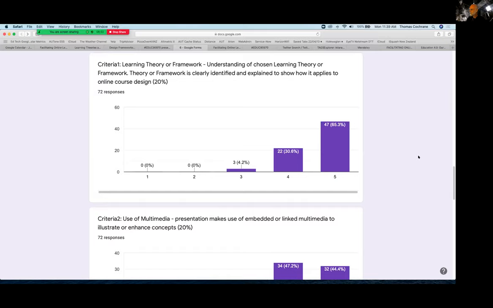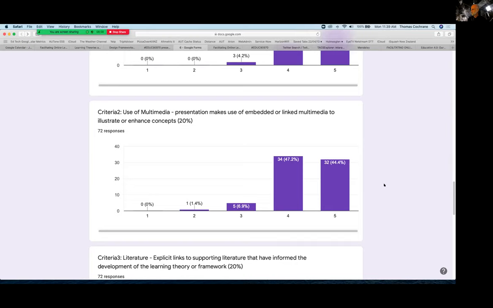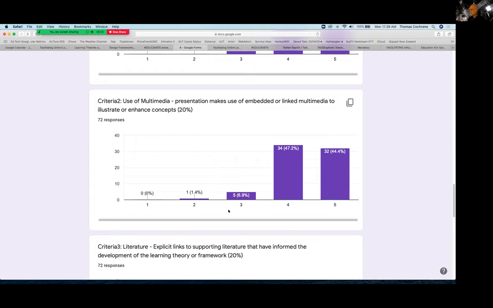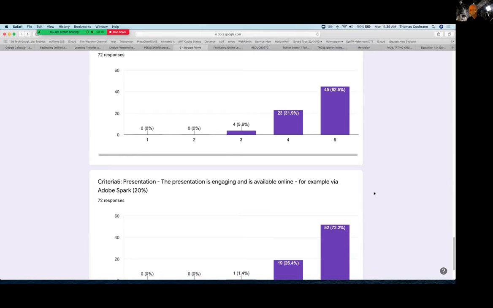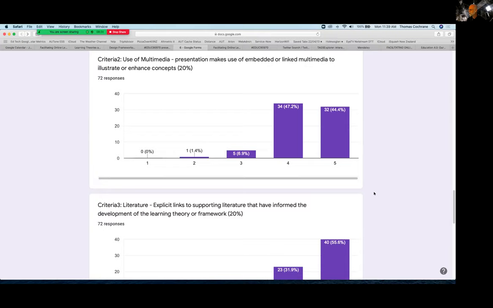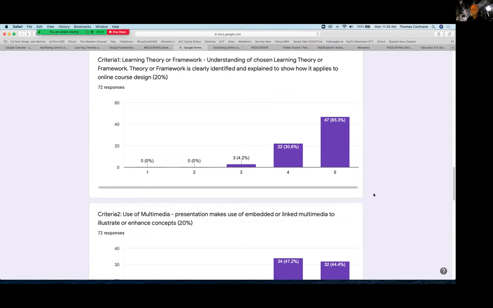Just looking at it very briefly, the feedback was mostly really good. I think the only key area that got a little bit lower was criteria two, around the use of multimedia, and perhaps that was slightly conjectural as to what people thought. I won't point out individuals, but overall I thought the quality of the presentations was great. You can probably see where your comments lie if you remember where you put yours. It was good work.